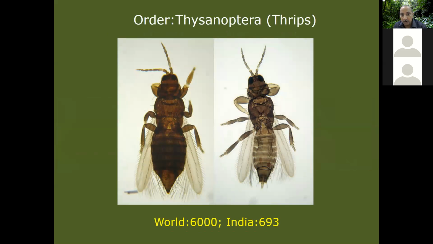Then comes Thysanoptera, so-called thrips. They are very small insects. Several thrip species transmit viral diseases in plants. Thrips also do pollination, so they are important pollinators too. They cause serious damage to agricultural plants. For example, tomato mosaic virus is transmitted by thrips. So thrips are also agriculturally very important.